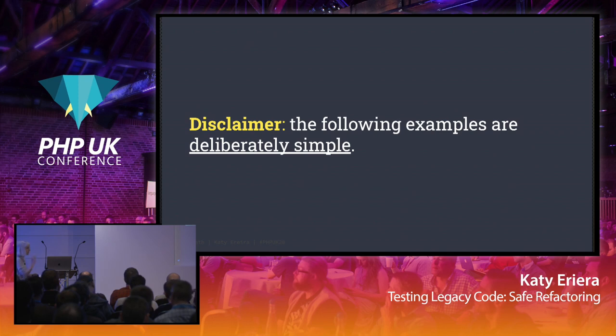Just a disclaimer. The following examples are going to be deliberately simple. You're probably never going to see anything like this in your real application code. I've made them simple so that hopefully you can learn to identify the patterns that are going to be problematic when it comes to legacy code. And when you've learned to identify them, you can apply the techniques that I will explain to you to tame your legacy code. So I'm going to go through a bunch of different scenarios.